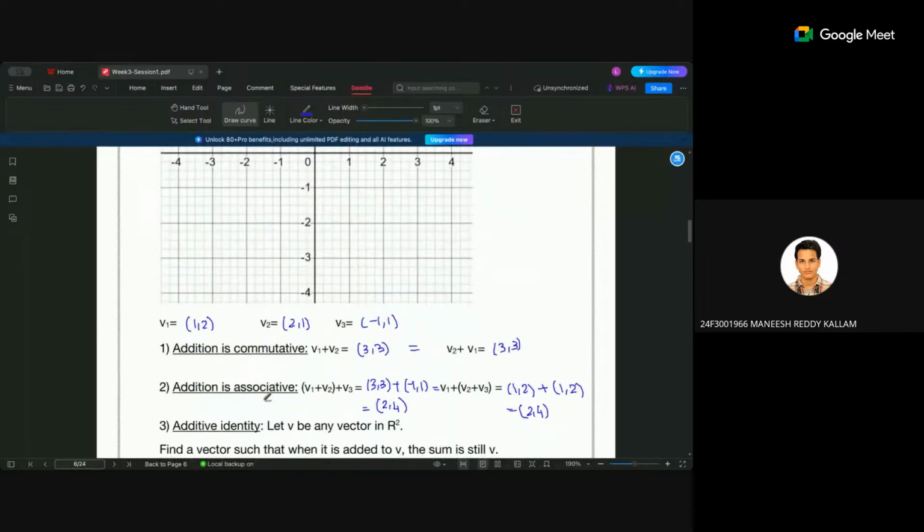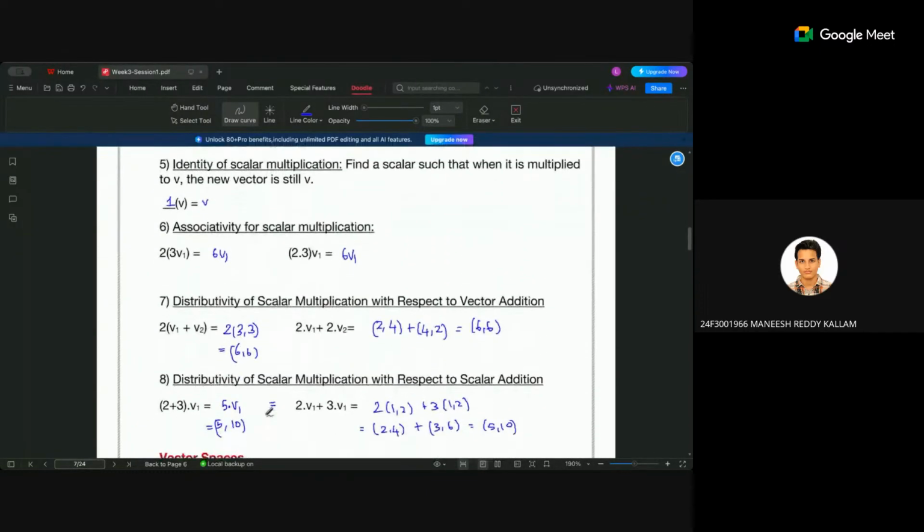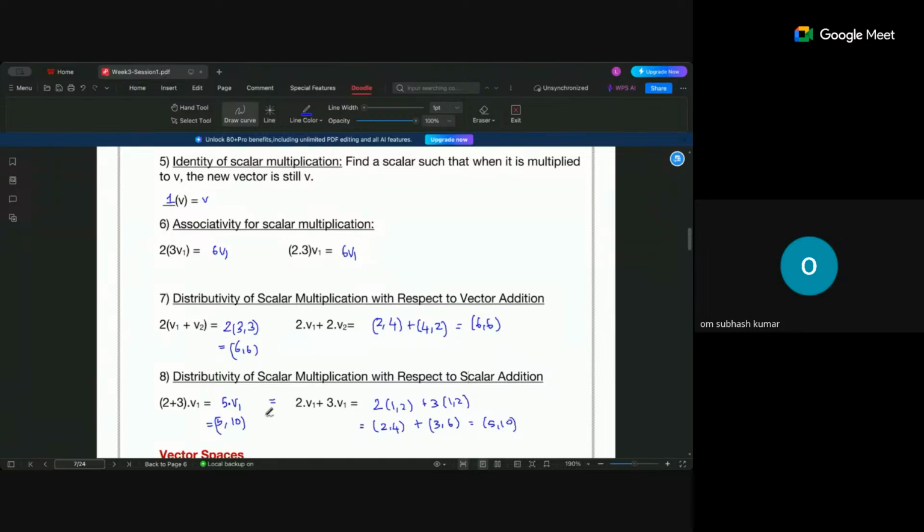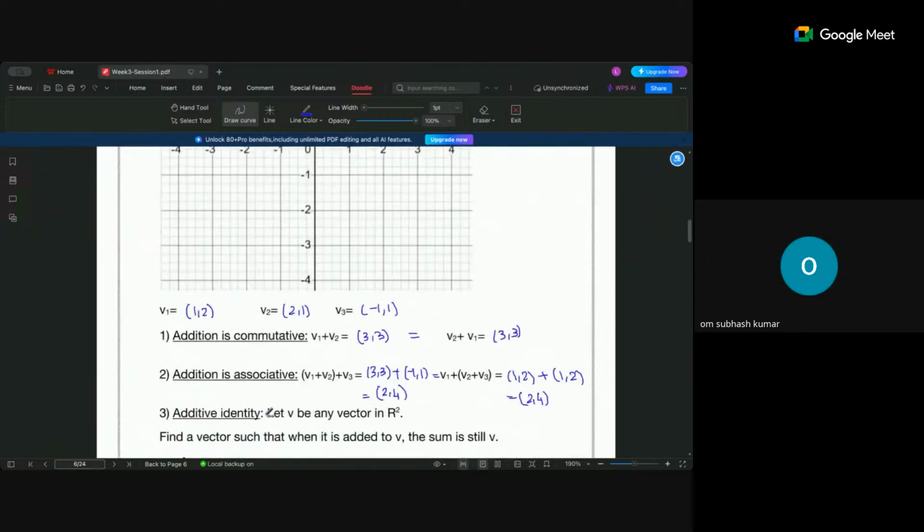Next, we have all the 8 properties here. One question from Axiom 1: here, ma'am, we are just changing the position of V1 and V2, not the content inside, meaning the X coordinate or Y coordinate. See, if the position is changed, the vector itself is changing, right? So here, what is happening? 1, 2 plus 2, 1. Here, we are doing 2, 1 plus 1, 2. So we are just shifting the vectors here.